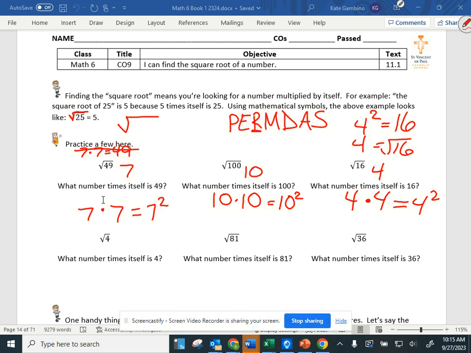You're going to do this bottom row yourself. Square root of 4. So what number times itself is 4? Square root of 81. And then those two numbers multiplied out. And the square root of 36. Let me erase so I can scroll up.